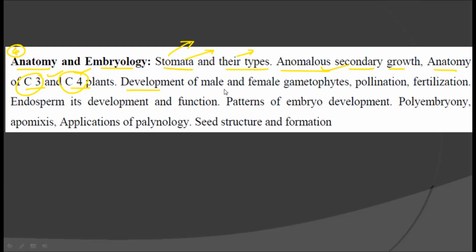All right. Next is the development of male and female gametophyte, then pollination, fertilization, then endosperm and its development and function, patterns of embryo development, then polyembryony, then apomixis, then the application of palynology, and at last seed structure and its formation. So the fourth chapter, in which we have to study anatomy and embryology, has many topics already covered on our channel. One of them is the anatomy of C3 and C4 plants, then the development of male gametophyte and the development of female gametophyte and pollination, then application of palynology, etc.